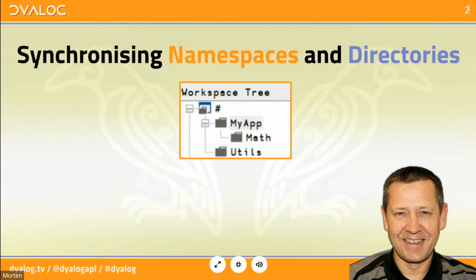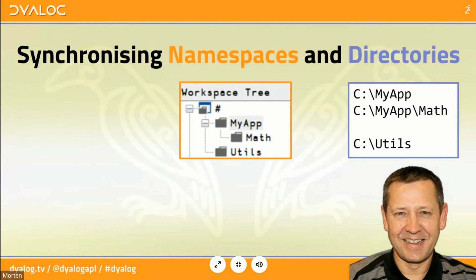There's a main application namespace called my app, which has a sub namespace called math. There'll be functions in each of those. And then there's going to be a second namespace containing utility functions used by the application code.